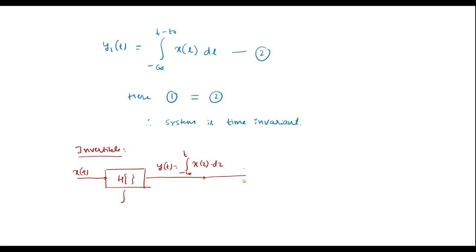I will call that another system the inverse system. If I pass the signal through this system, it should give back the same signal, that is x of t. This is possible only when this system provides differentiation, that is d by dt. So the integration and differentiation will get cancelled. The output of this system will be x of t. Therefore this system is invertible, and the inverse system is d by dt, that is differentiation.